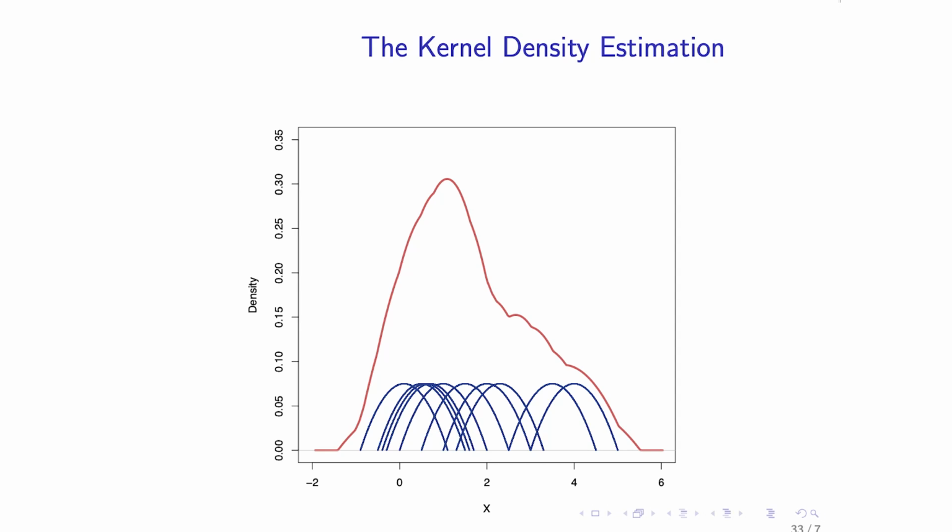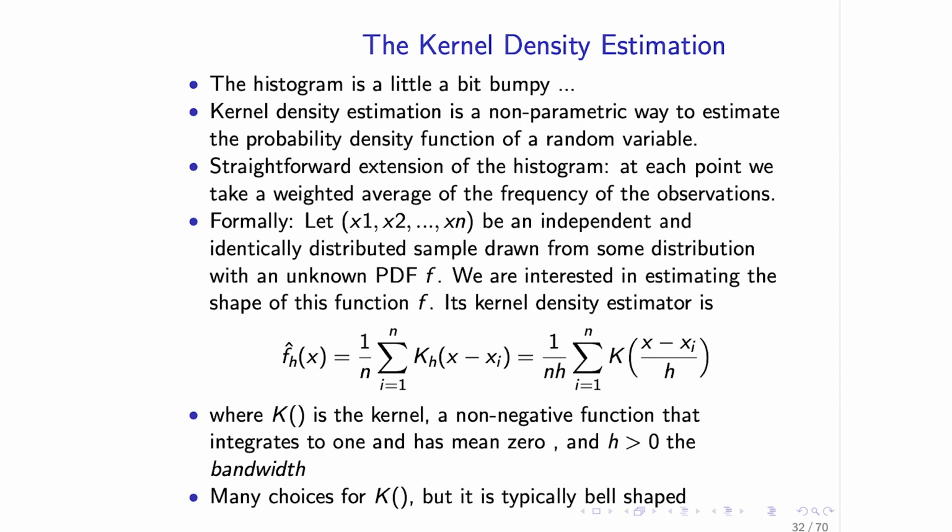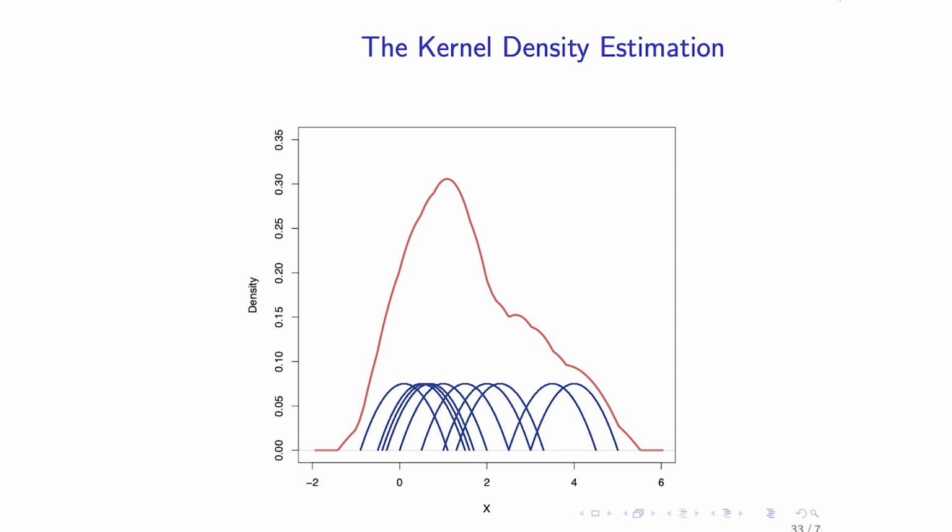So in practice, how does it work? Suppose that you have a sample with a few observations. How many do we have? 1, 2, 3, 4, 5, about a dozen maybe. For each observation that I have, I'm going to draw the function k. So what is the function k? I'm going to come to that in a minute.